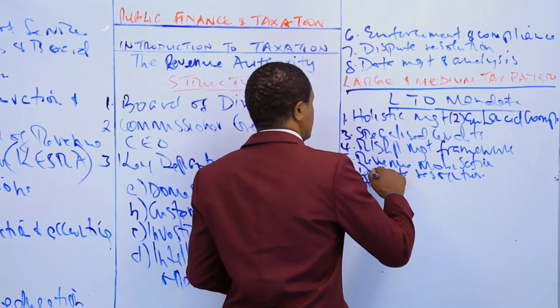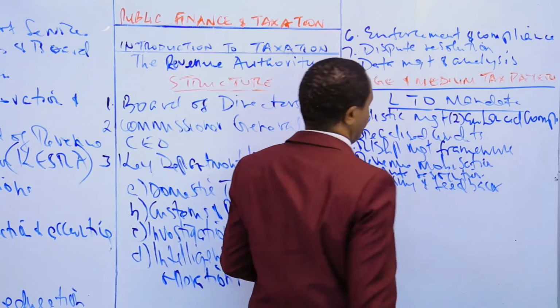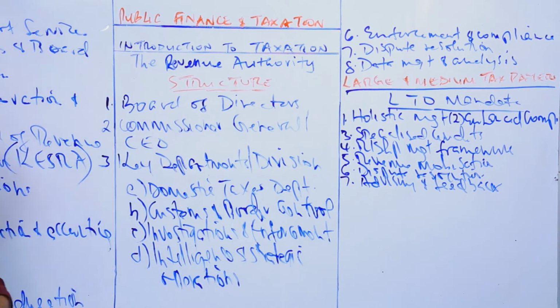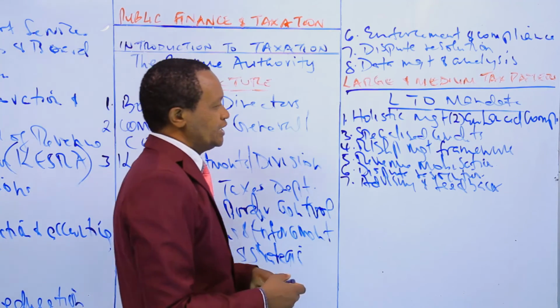7. Advisory and feedback. The Large Taxpayers Office provides insights and feedback to KRA's policy development regarding the impact of tax laws on large businesses. That is the LTO mandate.